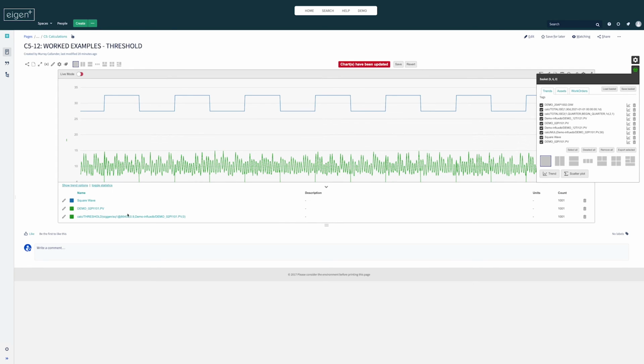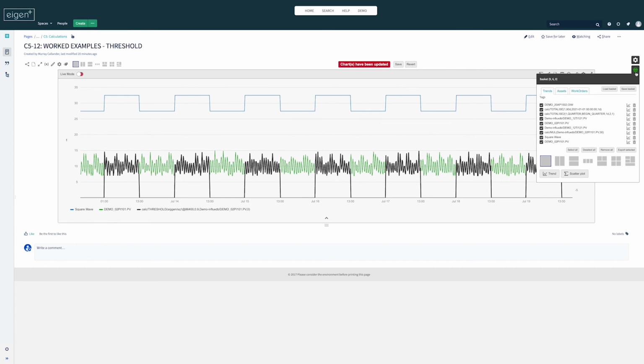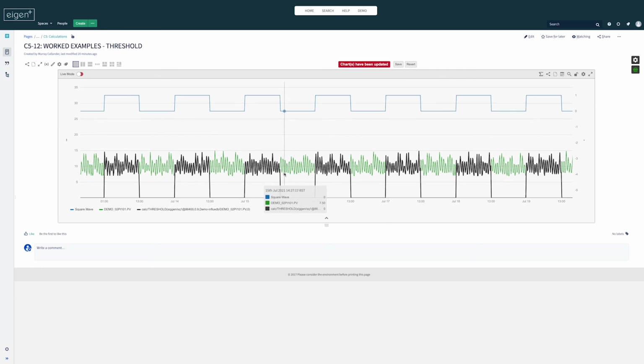So need to change the color to make it a bit more visible, and then let's also make it a little bit thicker. I'll set it to 3 points. There we are. So now we have our virtual time series that is only reporting the value of the sensor when the square wave is 1.